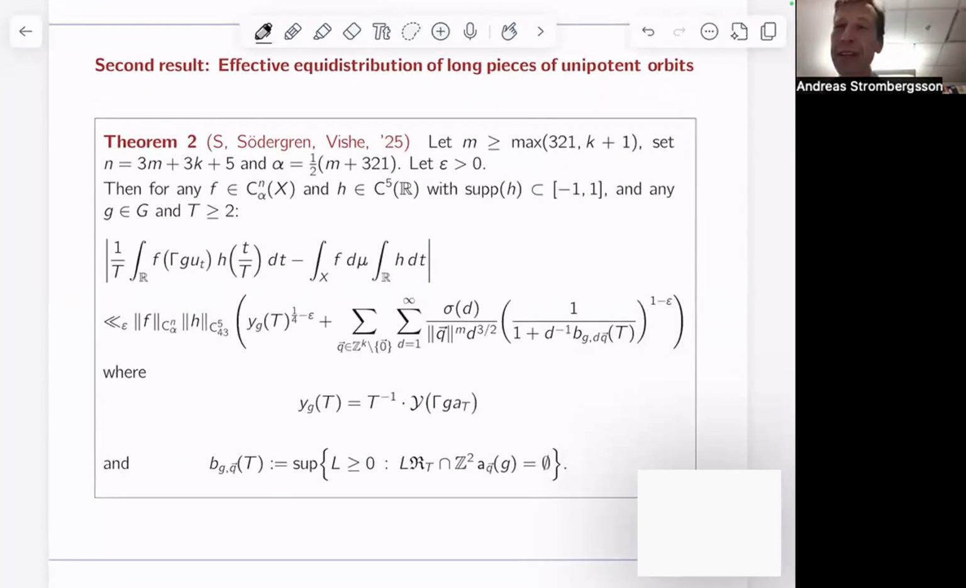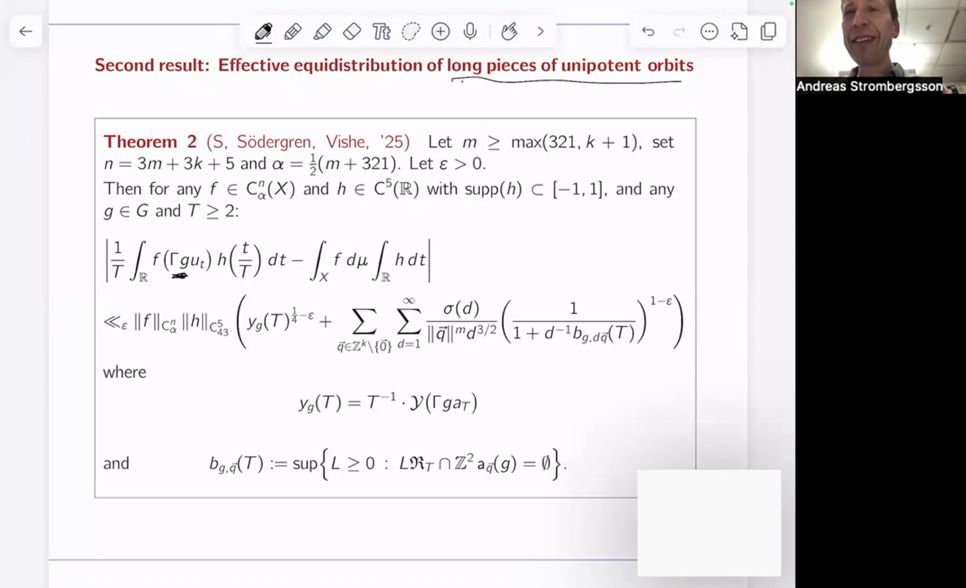And the way to get this is kind of well known, but still it was satisfactory for us that we could apply this first result, which was about expanding translates of a fixed piece, a fixed unipotent orbit, a fixed finite unipotent orbit. It is strong enough somehow to give us effective equidistribution of long pieces of unipotent orbits. So what we consider here is an ergodic average where we fix a point gamma g in X. And then we consider a longer and longer ergodic average.